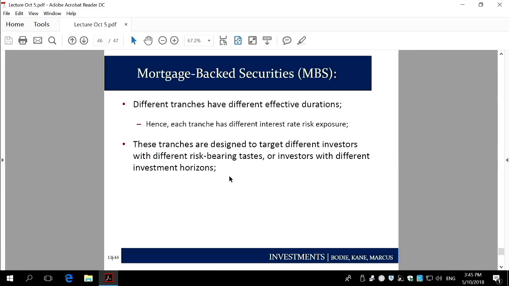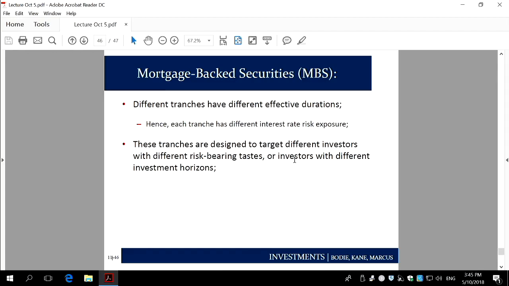Then each tranche has different interest rate exposure, right? A higher duration means the interest rate exposure is higher. A lower duration means the interest rate exposure is lower. So in this way, different tranches can be designed to target different investors, because some investors don't care much about risk. Then they can buy the higher risk tranche. But some investors really care about interest rate risk. Then they are going to buy the low duration tranche.